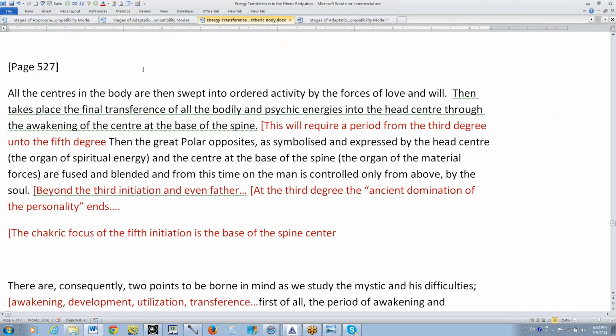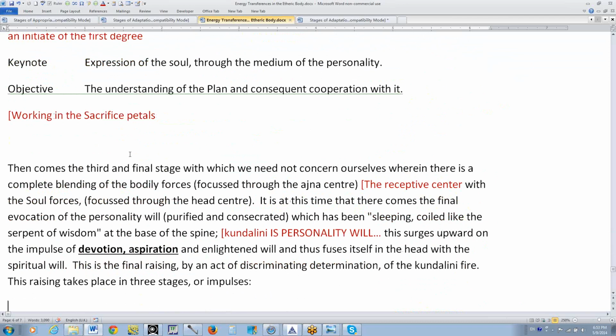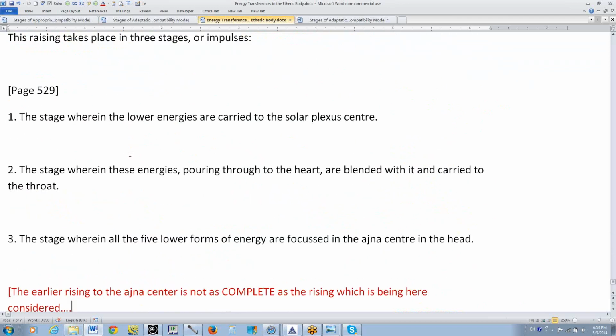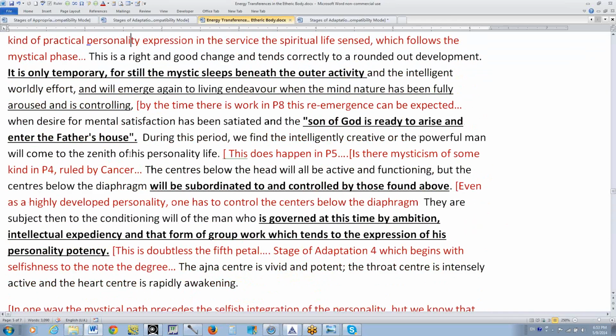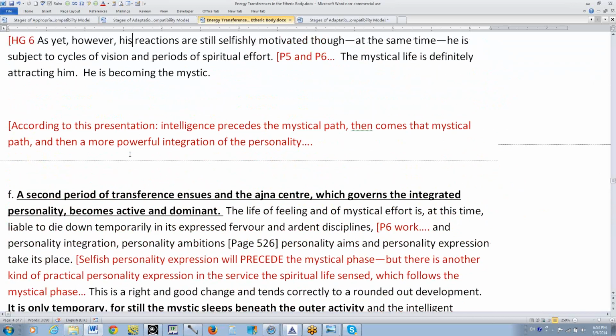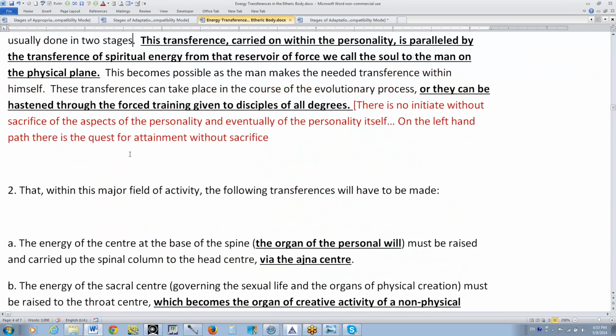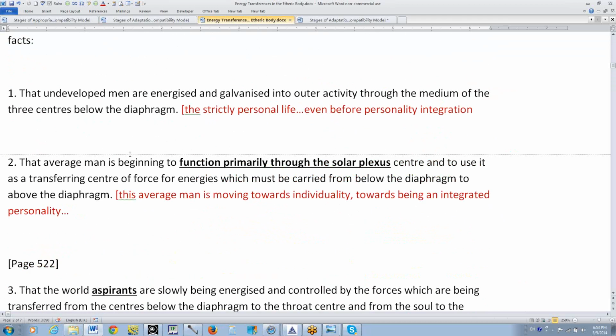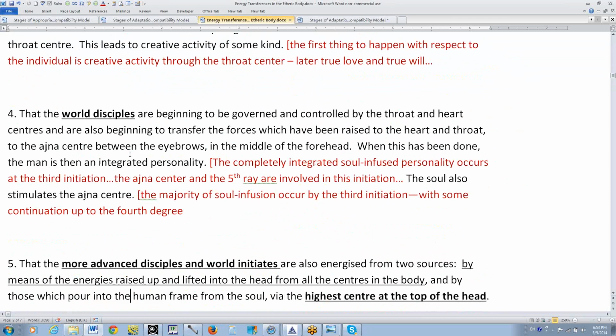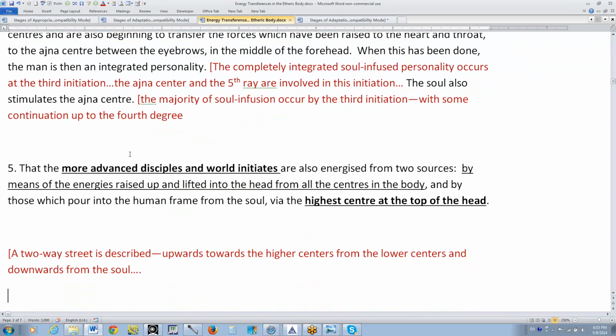Okay, so we have now dealt with energy transferences, and this has taken us all the way to page 529 from 520, I believe, and we get the idea of different ways and phases of looking at the rising of these fires. I suppose what we really should do is go over it again, but I trust that enough has been said to give us the sense of the different phases through which a person will pass.